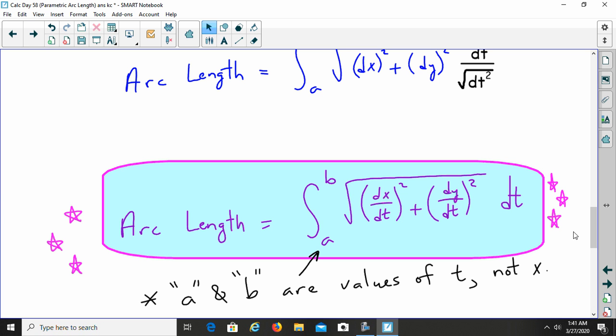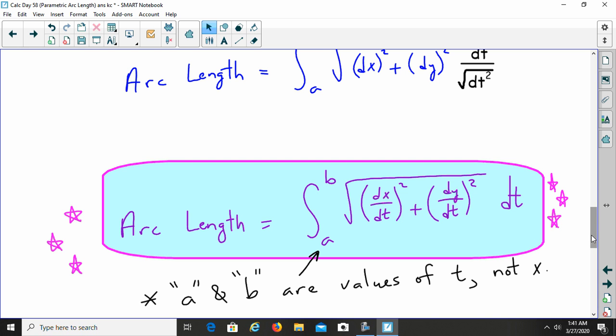The arc length is the definite integral from a to b of the square root of the quantity dx/dt squared plus dy/dt squared, with respect to t. A and b, just remember, are values of t, the parameter. They're not values of x.